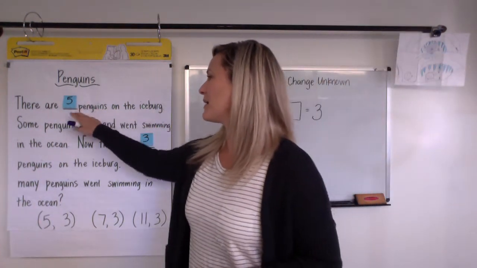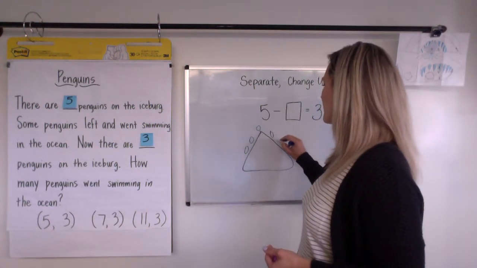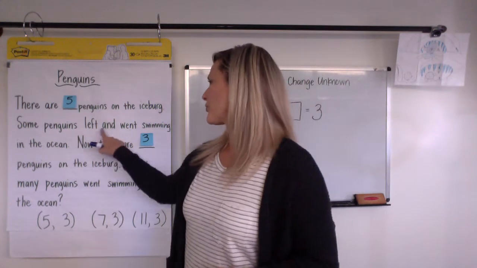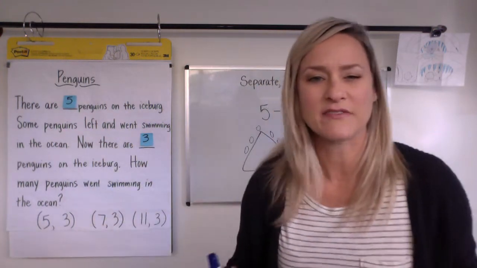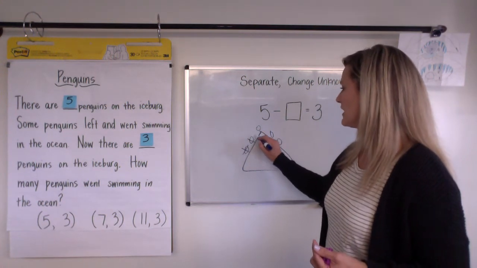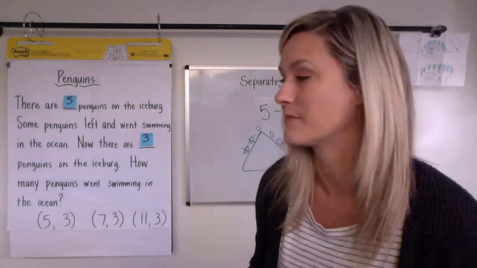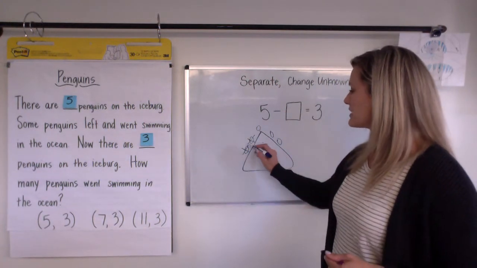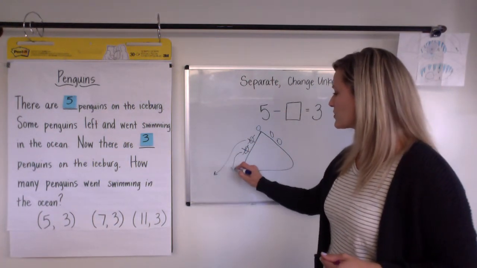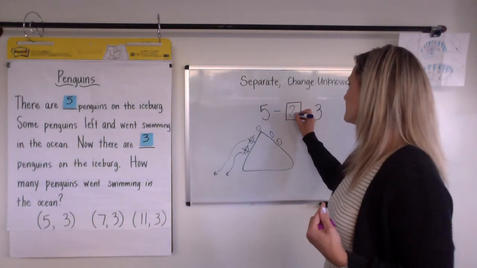All right, so then they might put their 5 penguins. 1, 2, 3, 4, 5. And then 3 penguins were left on the iceberg. So they might cross off until they see 1, 2, 3. That's another strategy that kids might use. So then we would say, oh, these went swimming, or which ones went swimming? So the answer would be 2.